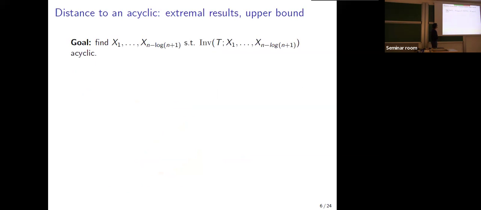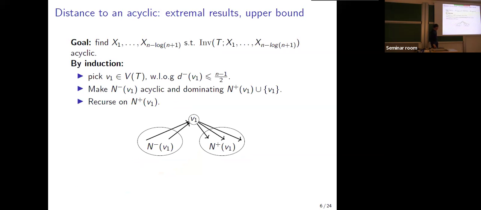Now our goal will be to find one acyclic orientation at distance at most n minus log n. How to do that? Again, we pick arbitrarily a vertex V1. Either its out-degree or its in-degree is at most (n-1)/2. Let's say it's the in-degree; the other case is the same. Now we apply the algorithm of the previous slide by starting with the vertices of the in-neighborhood of V1. So you add them one by one.